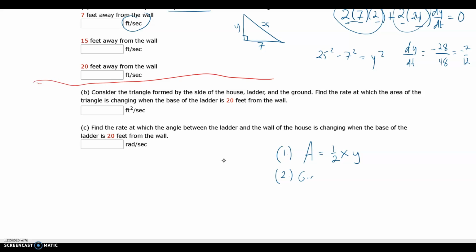So find the rate at which the area of the triangle is changing when the ladder is 20 feet from the wall. The given rate would be dx/dt. I didn't do this in the first one. I probably should have set up our work and organized ourselves. Given rate dx/dt equals 2. And then what we want to do is find dA/dt.